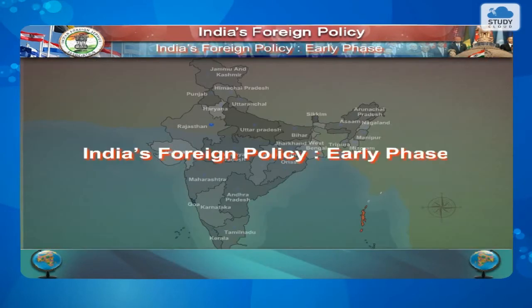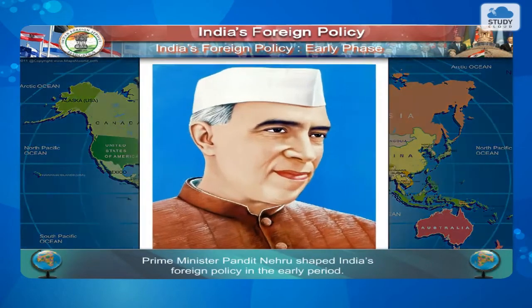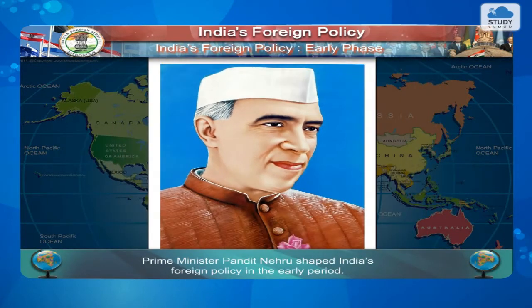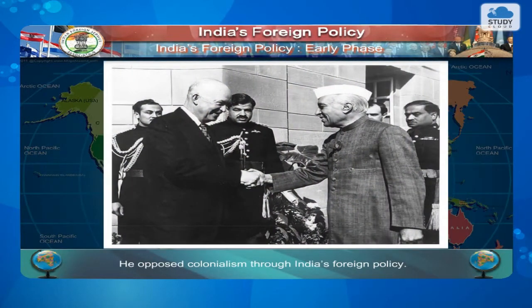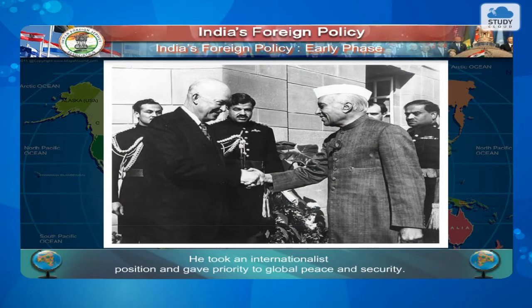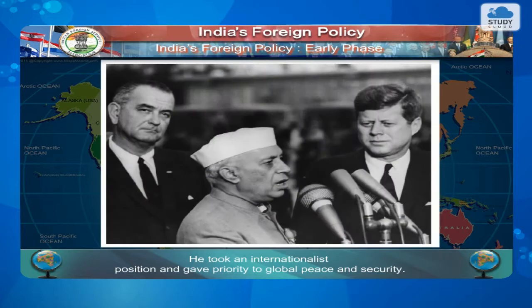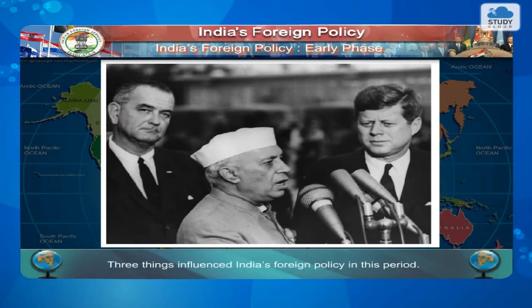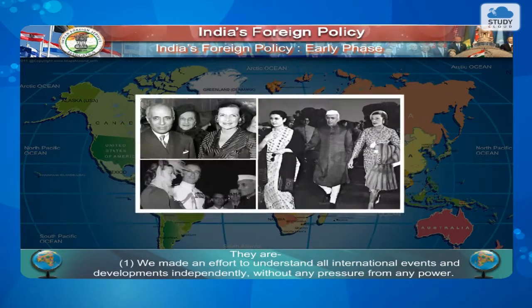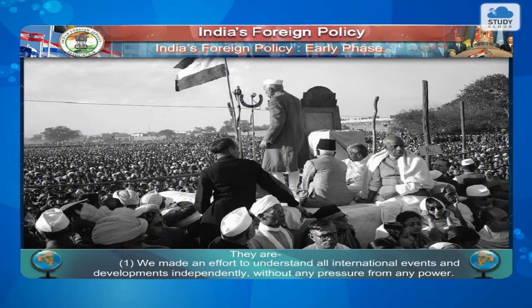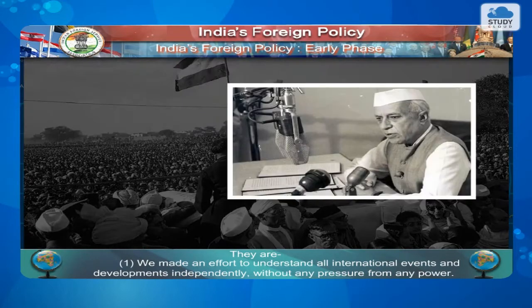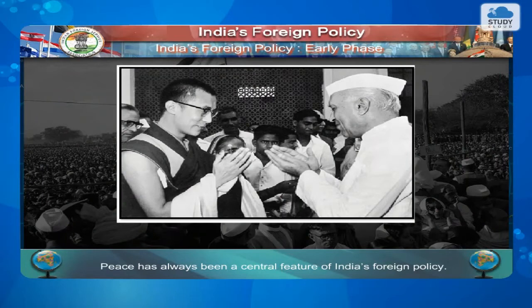India's foreign policy, early phase. Prime Minister Pandit Nehru shaped India's foreign policy in the early period. He opposed colonialism through India's foreign policy. He took an internationalist position and gave priority to global peace and security. Three things influenced India's foreign policy in this period. They are: 1. We made an effort to understand all international events and developments independently, without any pressure from any power. Peace has always been a central feature of India's foreign policy.